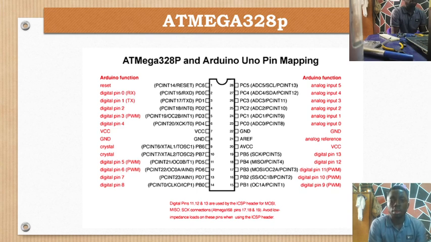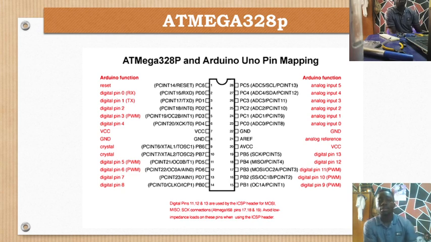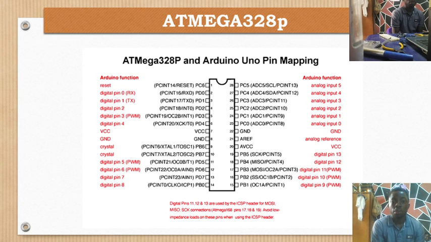So the fourth pin is also a digital pin, which is digital pin 2. We also have pin 5 on the microcontroller. It's also a digital pin, which is also a PWM pin. The next one, which is pin 6, is a digital pin.